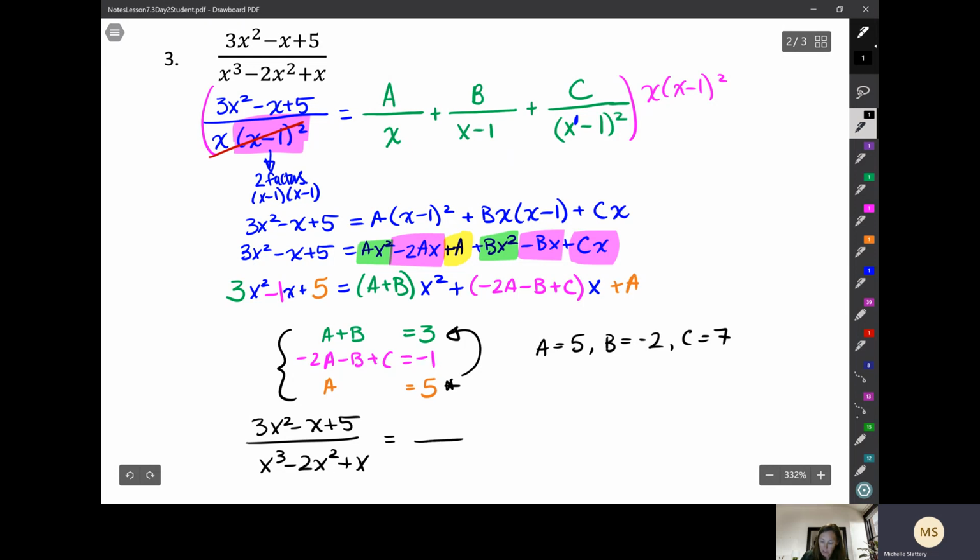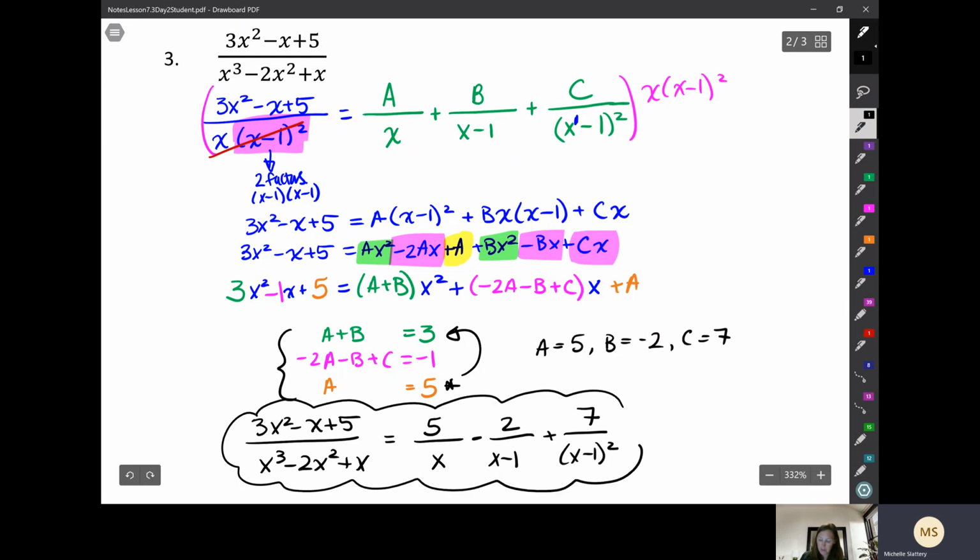We figured out that that was equal to our 3 fractions. One denominator was x, on top of x was the a. Second denominator was x minus 1, on top of x minus 1 is b, so I'm going to put it as minus 2. And then our third denominator was x minus 1 quantity squared, and on top of that is the c value. And there is our third example.